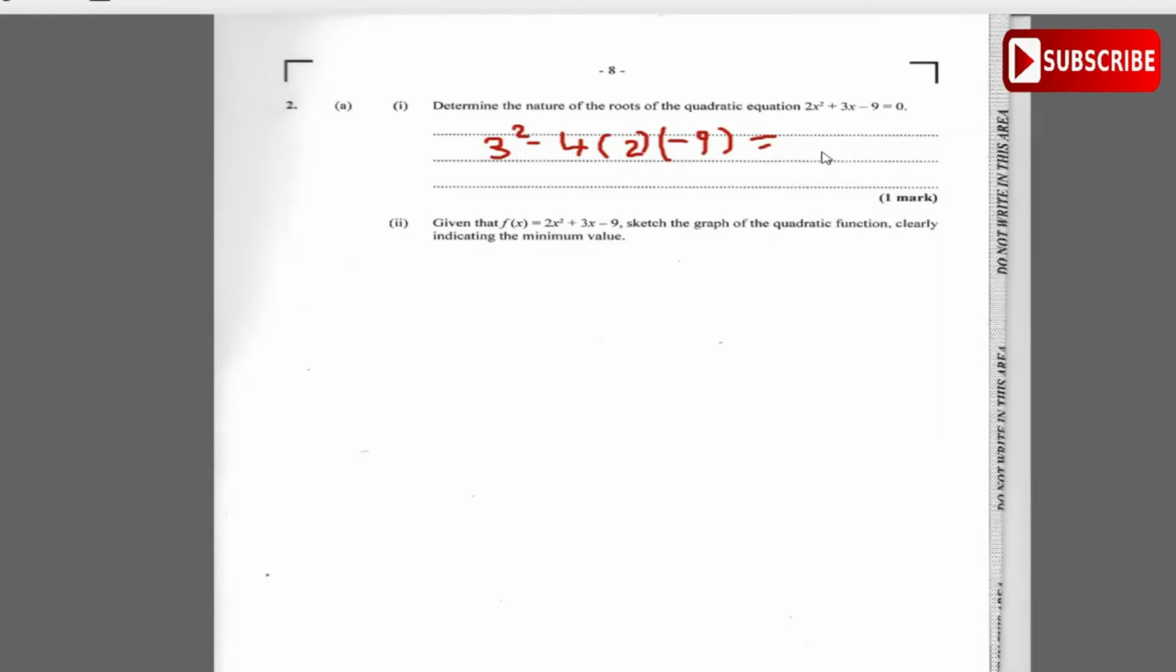B squared minus 4ac, I get 81. So what does that mean? If we get b squared minus 4ac equal to 81, which is greater than 0, then that means the roots are real and distinct. All right? So we can say the roots, describing their nature, are real and different. That's what that means.